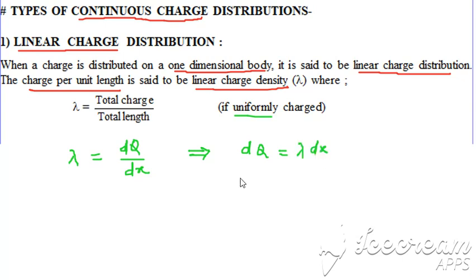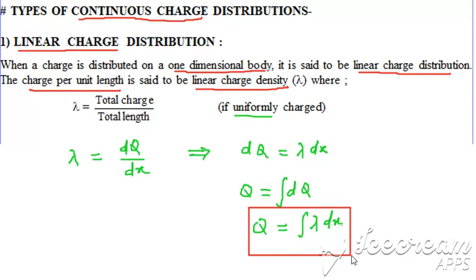Now if we need to calculate the total charge, we know the total charge on that body is going to be integration of dq, which is equal to integration of lambda dx. So this will become the formula that we need to use in order to find out the total charge on a linear charged body where the charge distribution is uniform or non-uniform. For uniform we can use directly this.